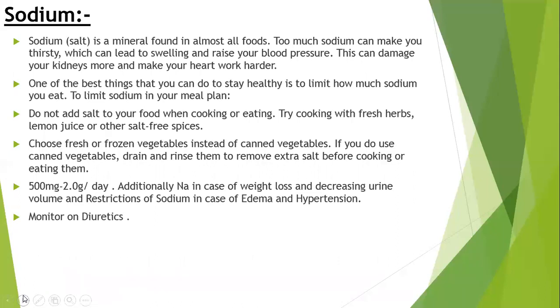So sodium loss in urine is measured and replaced. Dilutional hyponatremia occurs due to water retention. Water restriction, then salt administration, is indicated. Therefore, sodium restriction is also judged based on sodium loss in the urine. So do not add salt. Choose fresh or frozen vegetables instead of canned and preserved vegetables. If you do use canned vegetables, drain and rinse them to remove extra salt before cooking or eating them. Intake is 500 mg to 2 grams per day, like 2000 mg.